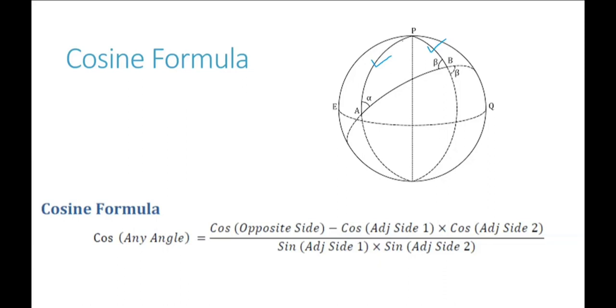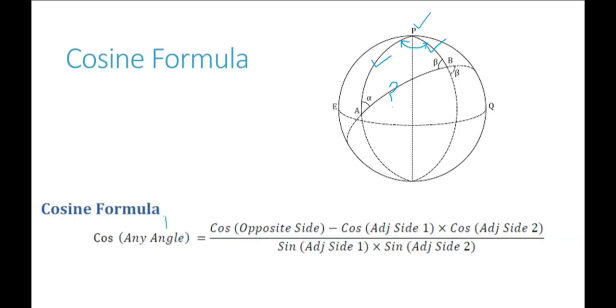If you know any two sides of this triangle, the included angle means the angle within these two sides. So in this case, it will be angle P. Angle P is included in these two sides, PA and PB. So if you know any two sides and the included angle, again, this formula can help you find out the third side of the triangle, which is AB. So using this formula, we can very easily find this third side AB. How can we do that? Apply this formula for angle P.